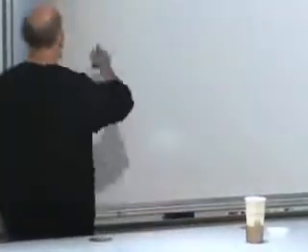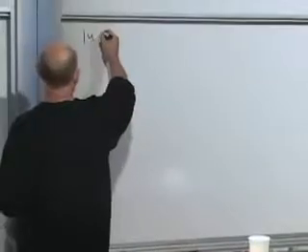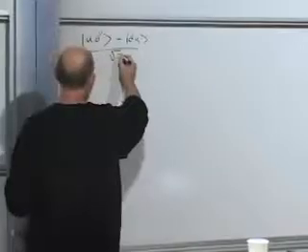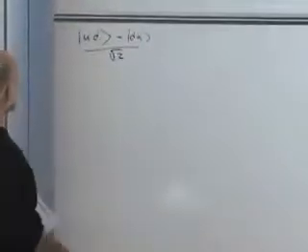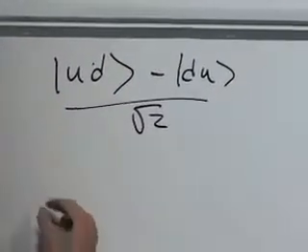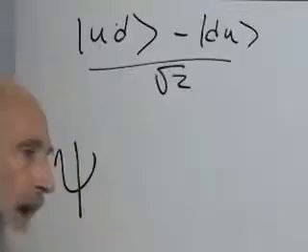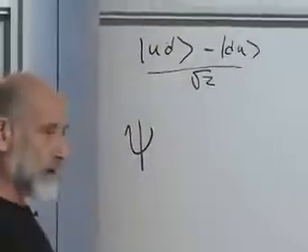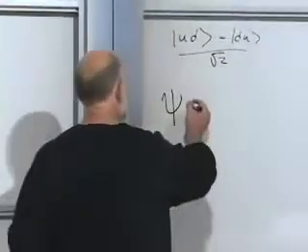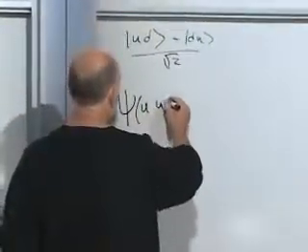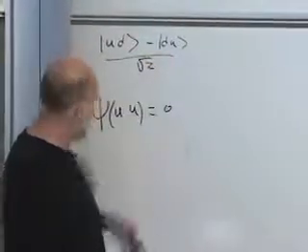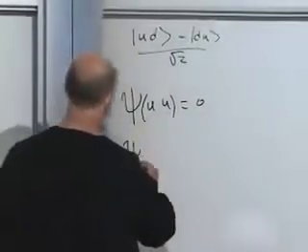Okay, so what is it? It's by definition up, down, minus down, up, divided by square root of 2, right? But let's write that in terms of a wave function of two variables. Psi has two entries. The first entry represents spin number 1. The second entry represents spin number 2. And here are the values that psi has. Psi up, up is equal to 0. I don't see up, up here. Do you? No.